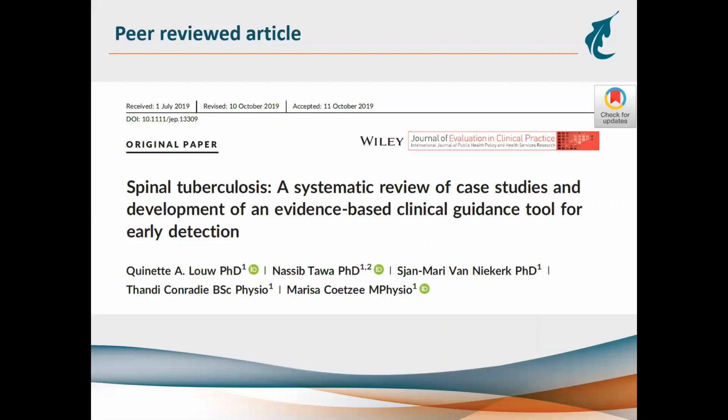So we're hoping that this publication and the resultant clinical guidance tool will be cascaded downwards to the targeted primary care clinicians in South Africa, to ensure that it is rolled out for adoption and application to enhance early detection of spinal TB, which seemingly is on the rise in our context. So that was the last slide.